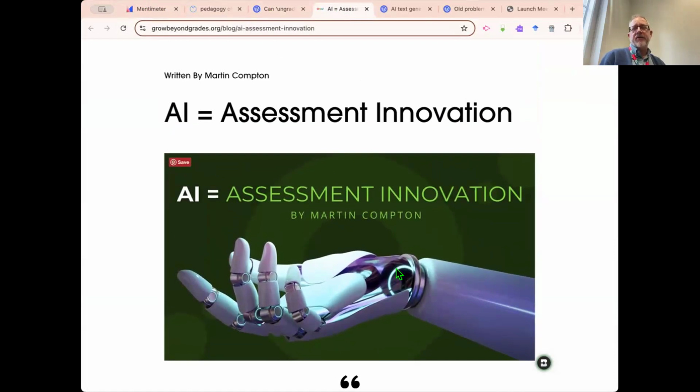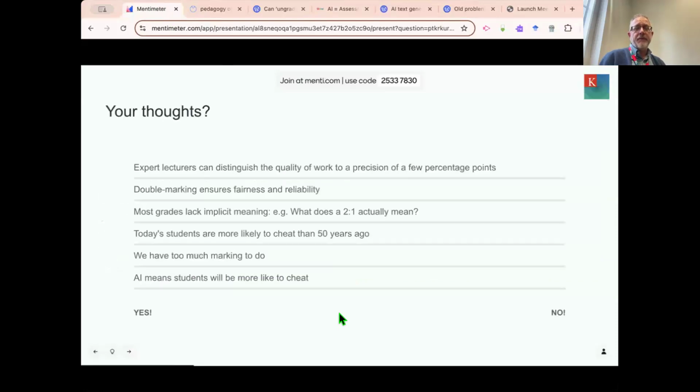It's also about academic integrity, and it's an opportunity for, as it says here, assessment innovation. And that's what's going to be part of my focus today.